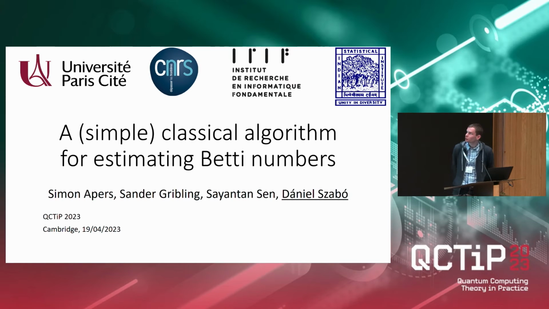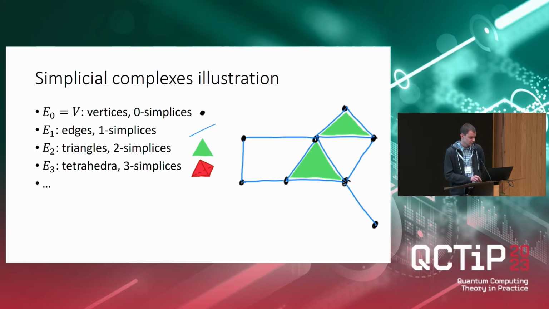So the topic is Betti number estimation, and as I assume that several people in the audience don't necessarily know what it means, I will start with a little introduction. If you talk about Betti numbers, the objects that we consider are called simplicial complexes. A simplicial complex is an object that is a generalization of a graph.